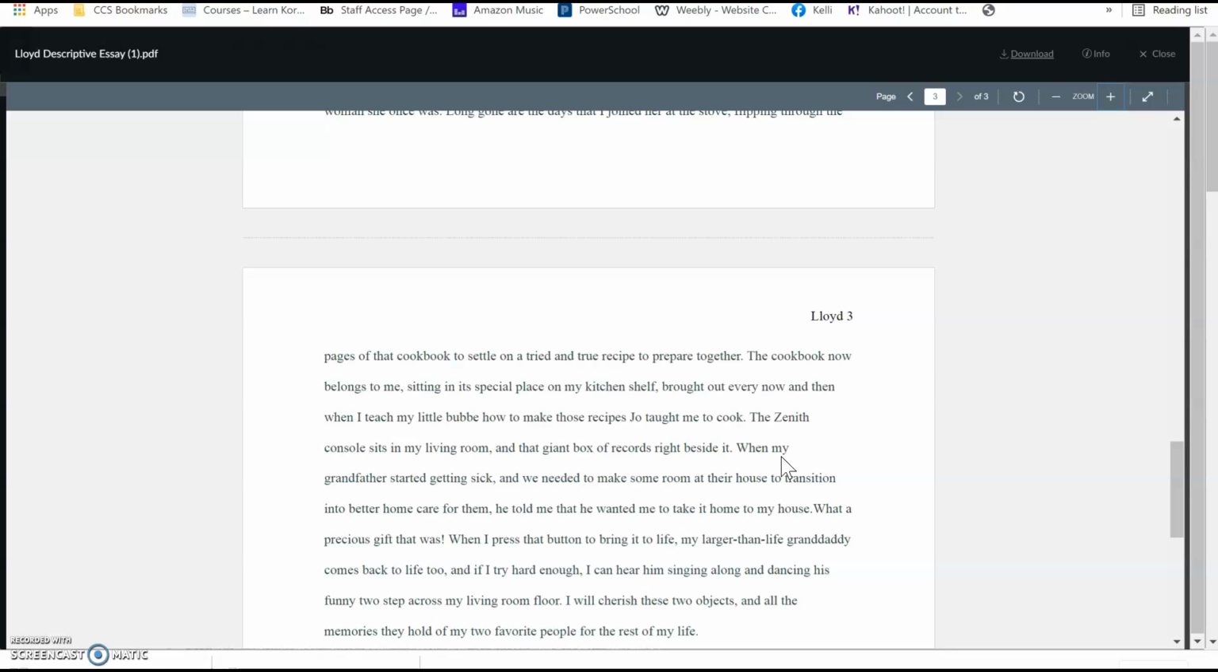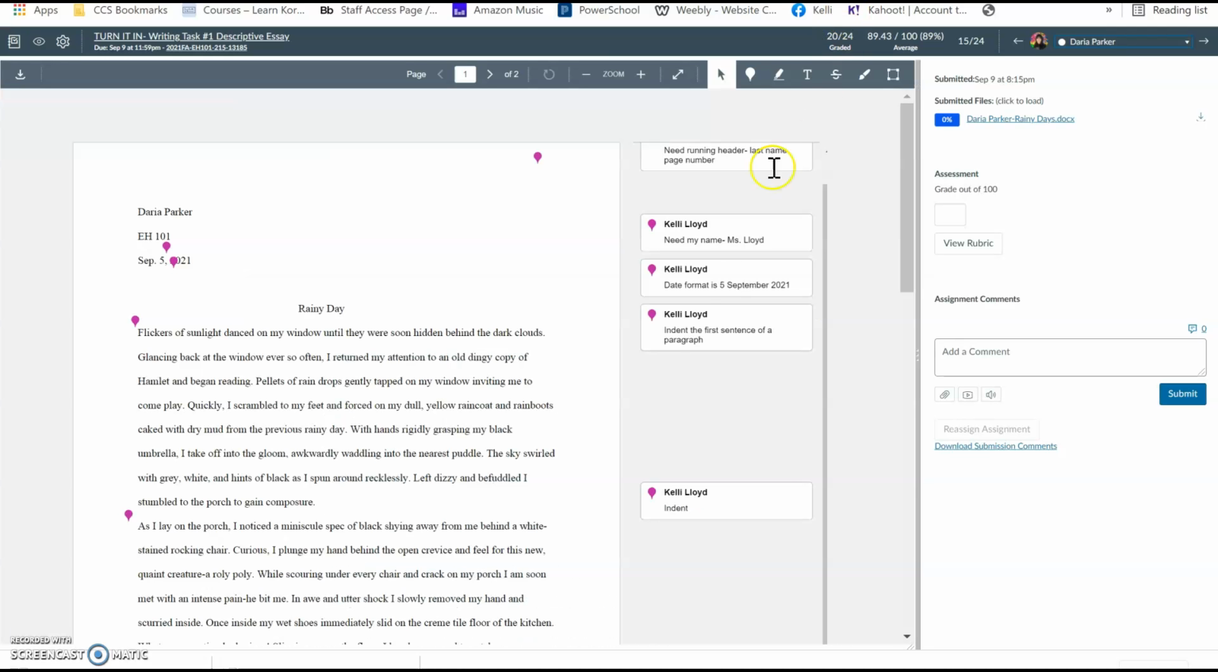replace them for me. To some people, they may not be a big deal, but for me, those two objects signify who my grandparents were, and I explain that in my essay. And so when I'm looking at your essay, you start off in a narrative format.